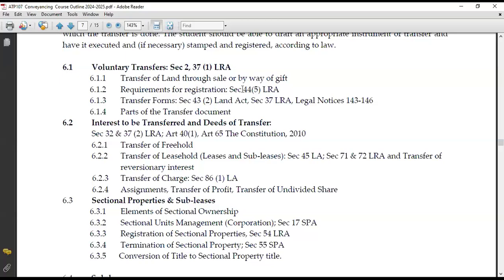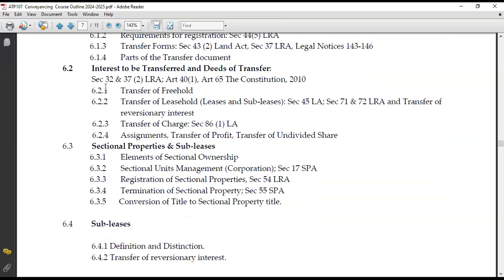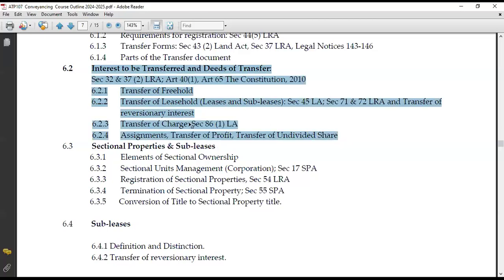Transfer, 6.1. Transfer has come, transfers of land, with consideration or not. They have even asked how to draft a transfer of land. Transfer form. Now, an area that has not been tested, 6.2: transfer of freehold, transfer of leasehold, transfer of charge, assignment, transfer of profit, transfer of undivided share. Apart from transfer of charge, all these areas have not been tested. So go and polish on that.